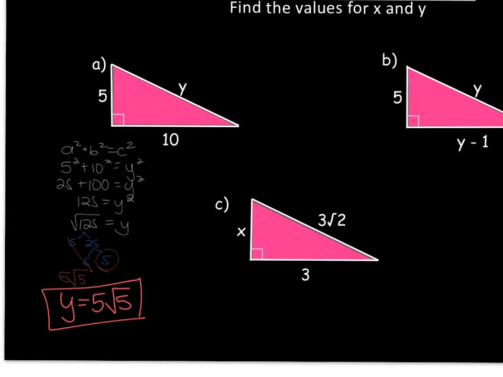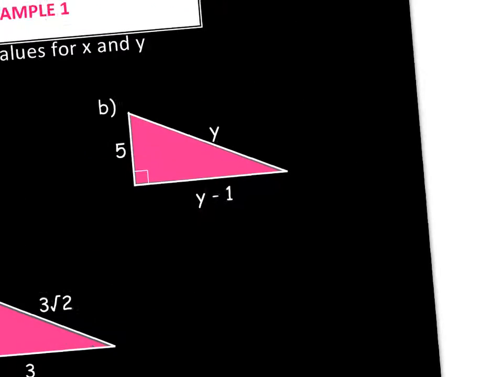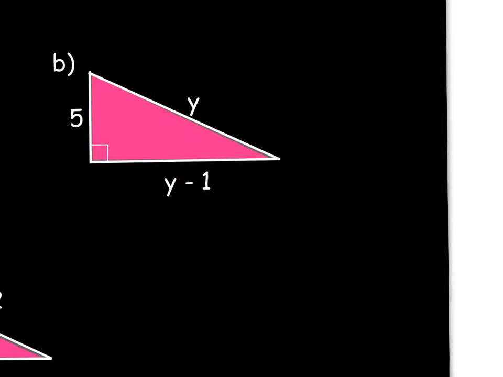All right, you do B. Actually, set up B. Which one's your hypotenuse? Y. So what's 5 squared? 25.